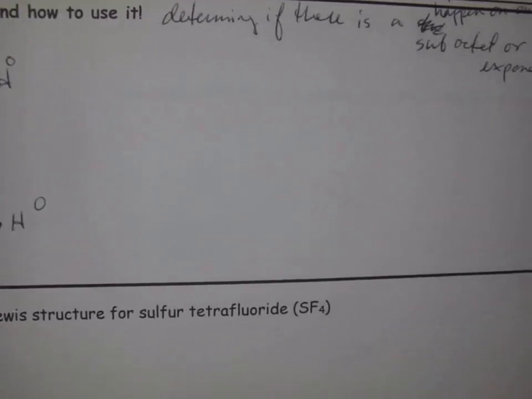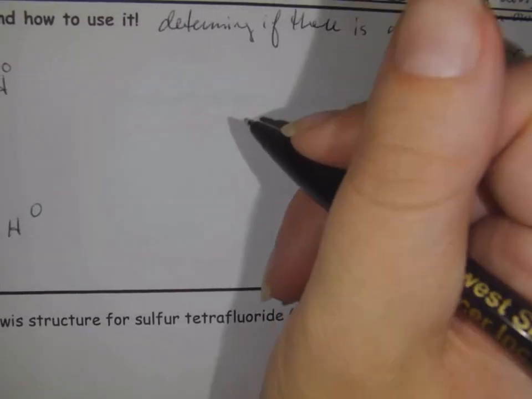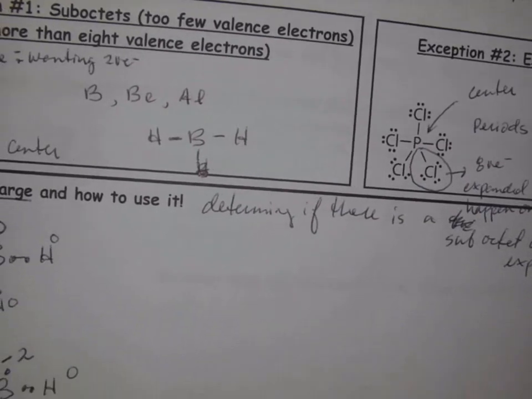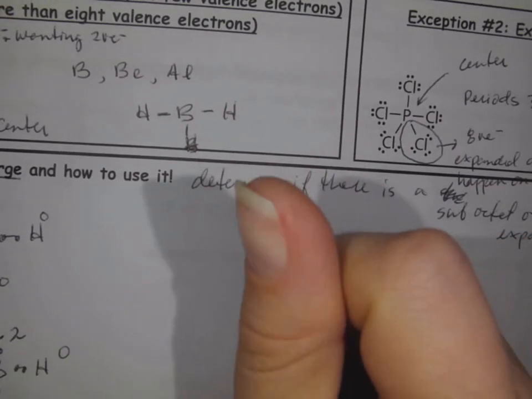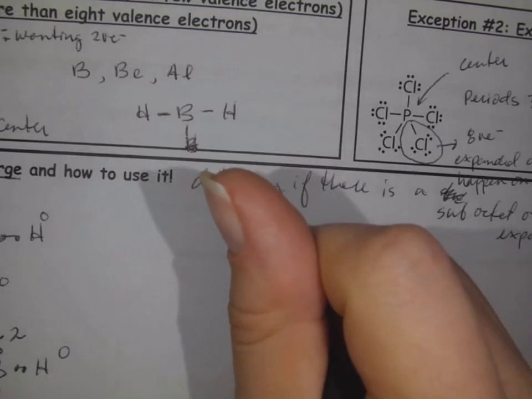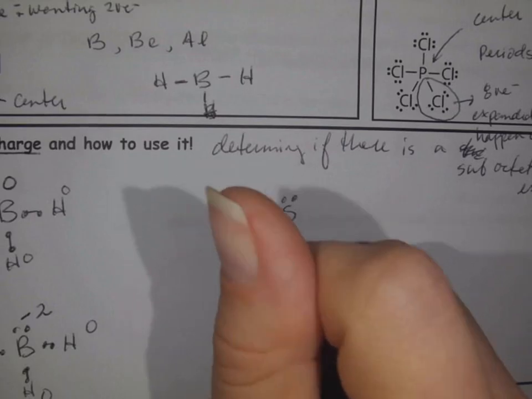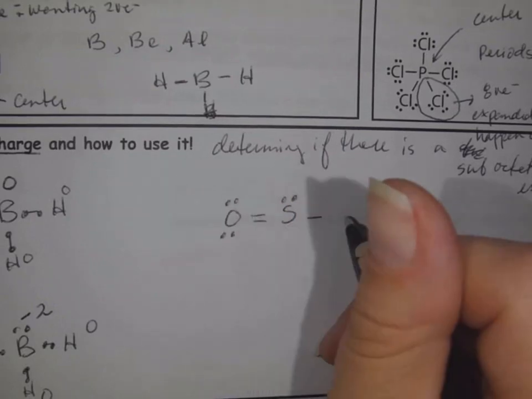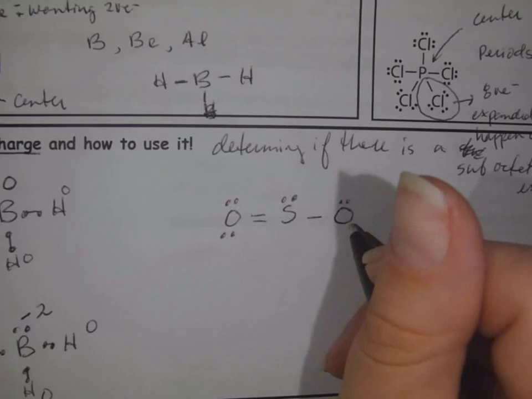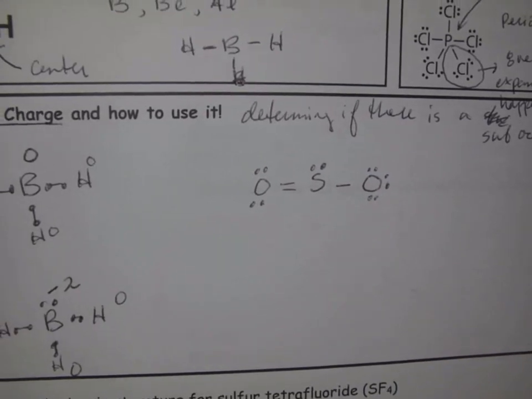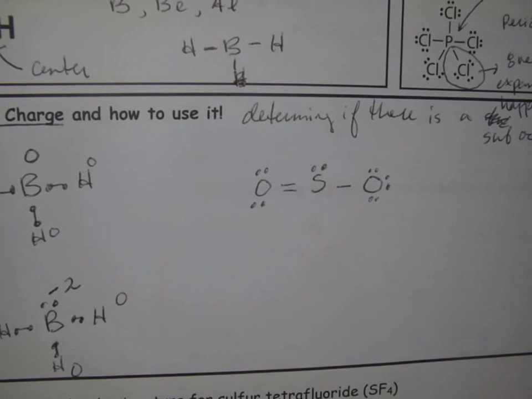Let me give you another example. Earlier we did a problem where it was sulfur dioxide, okay? And we came to this conclusion. We had sulfur, there was a lone pair on it, one side was a double bond, and one side was a single bond. Like this. And that gave us an octet for all of these atoms.